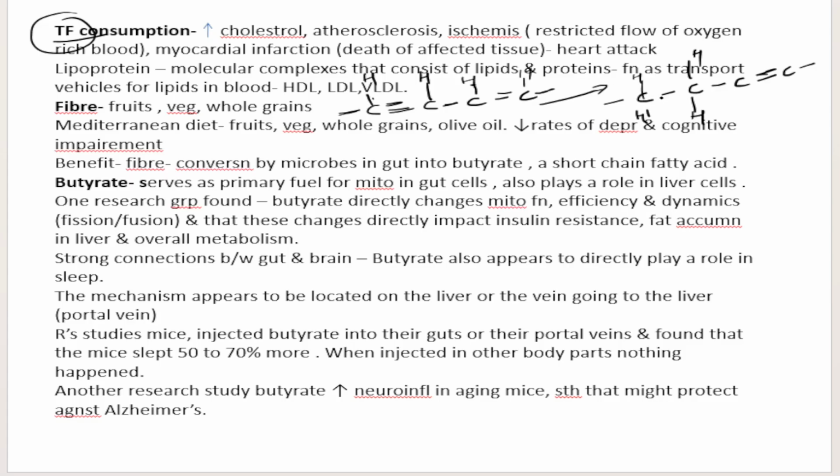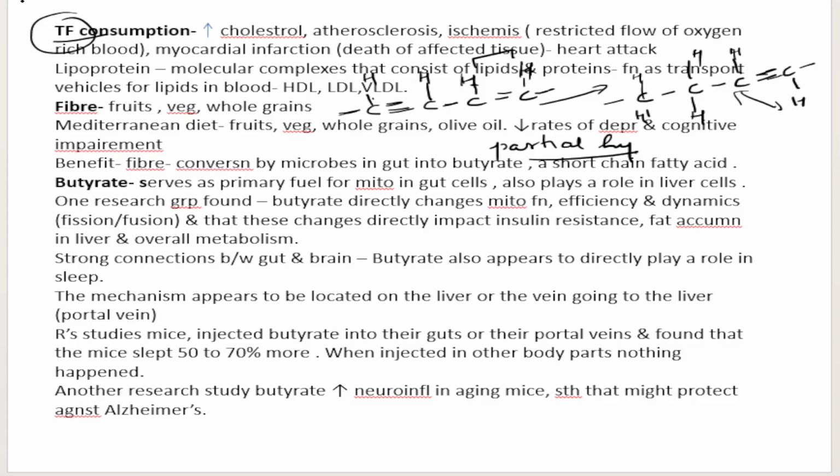What happens after hydrogenation? One double bond is broken, but the other double bond is not broken. But the configuration of the hydrogen atoms changes. In this, the hydrogen atoms are on the same side of the double bond. But after this chemical reaction, one hydrogen atom is here, another comes here. So the configuration changes from cis to trans. The orientation of hydrogen atoms around the double bond changes. So this is known as trans fat. It is formed by partial hydrogenation of unsaturated fat.